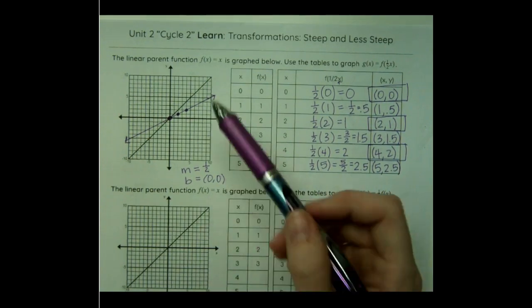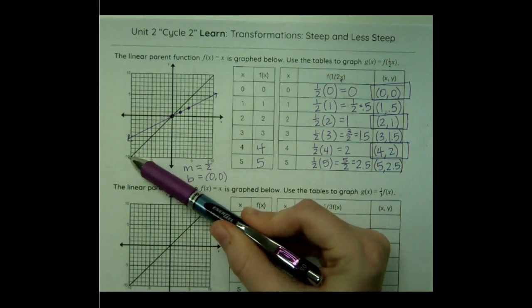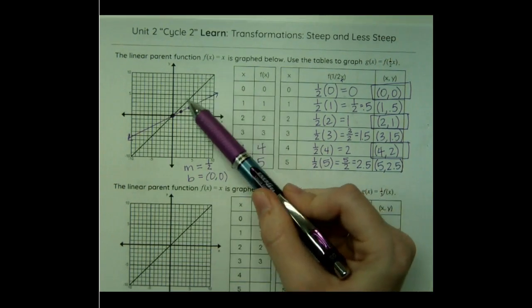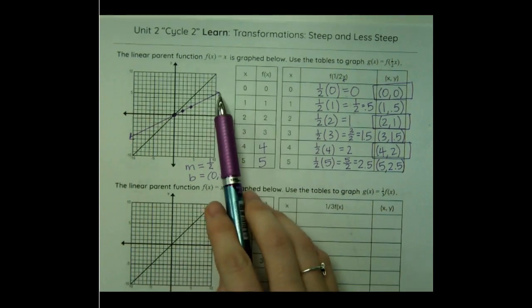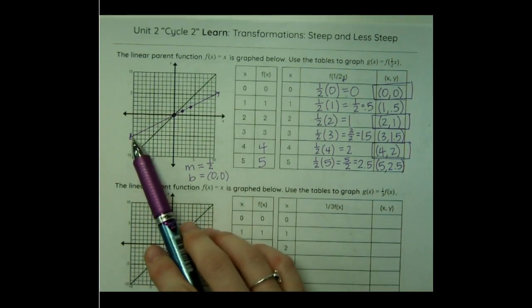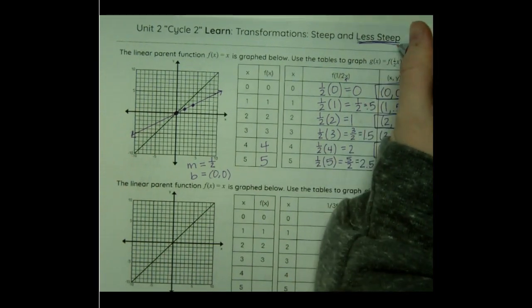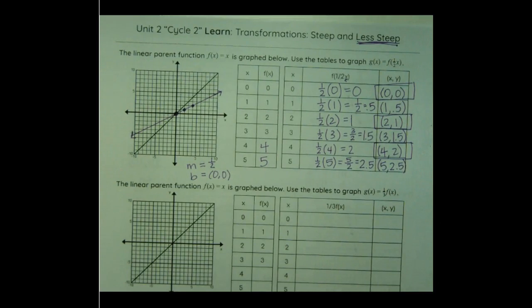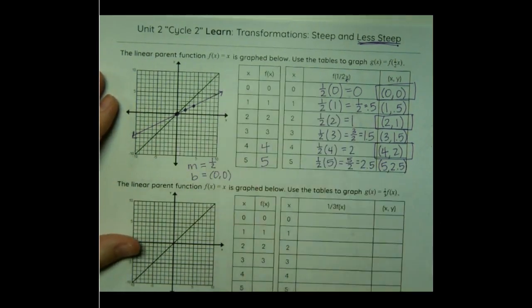So, looking at this line, if I were to ski down the black line, which I've been skiing all day, this is pretty fast. Our other one got faster than this, but if I ski down this new line, I'm actually going to go slower. So we're going to call that less steep. It's less than our parent function slope or steepness.